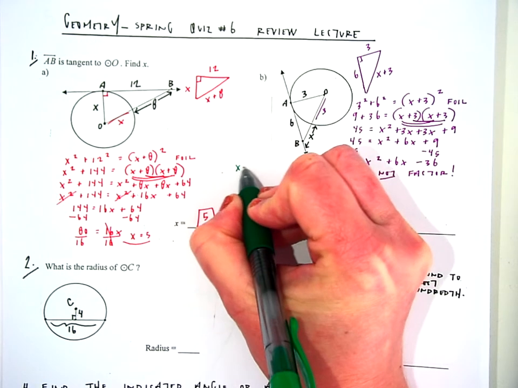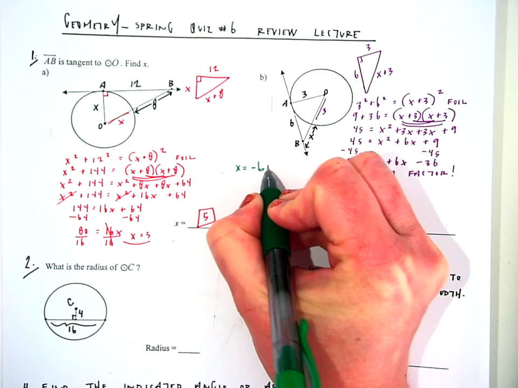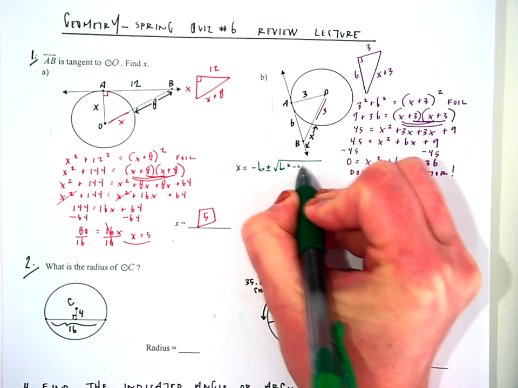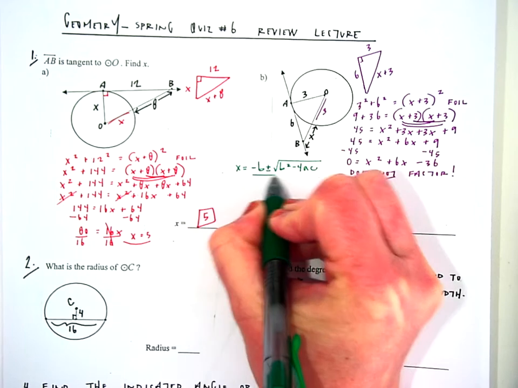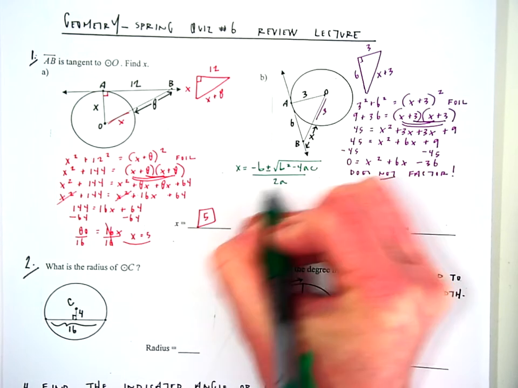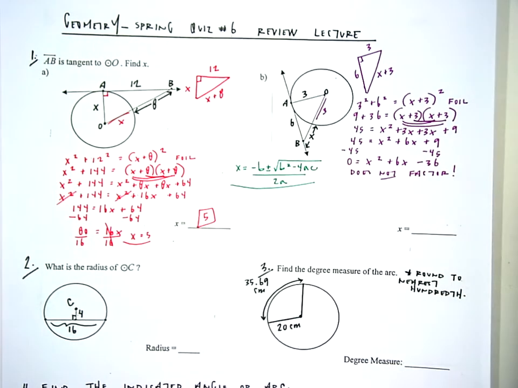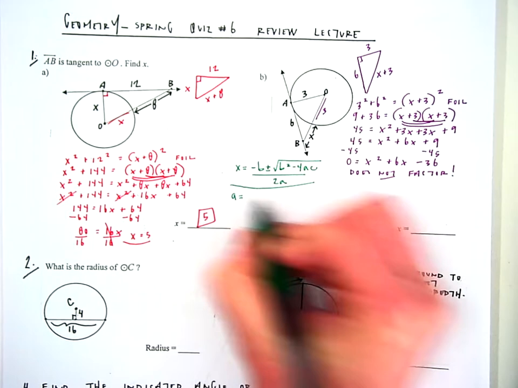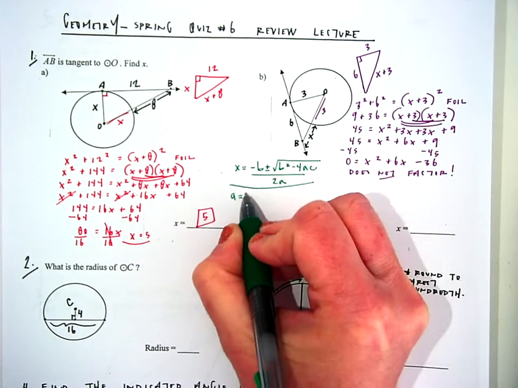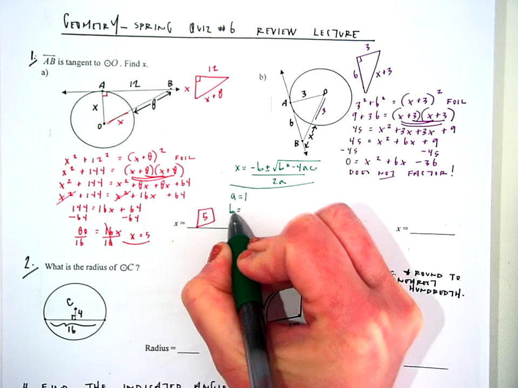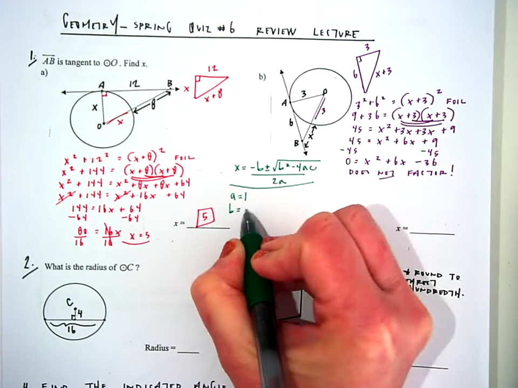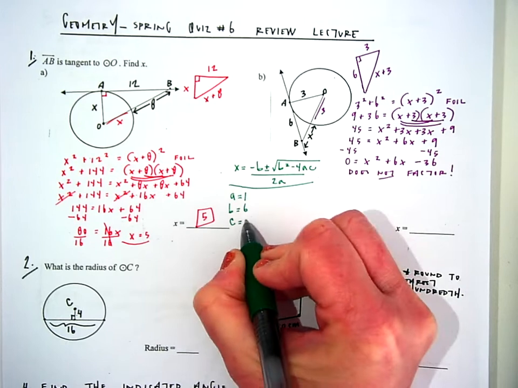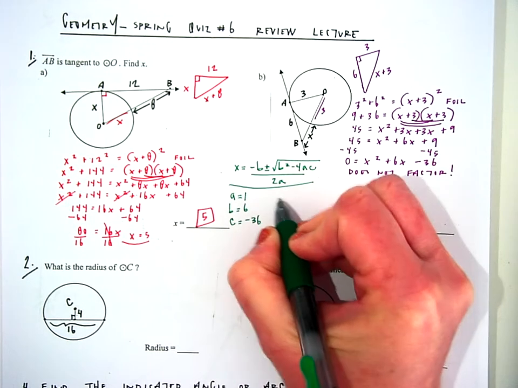x equals negative b plus or minus the square root of b squared minus 4ac all over 2a. So there is our quadratic formula. The a value here is the quadratic coefficient, 1. The b value is the linear coefficient, so 6. And the c, that's my constant, the negative 36.